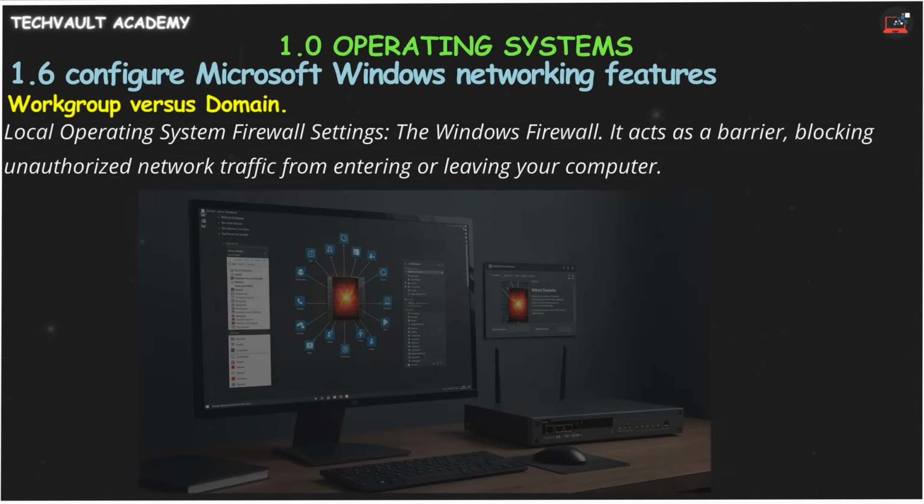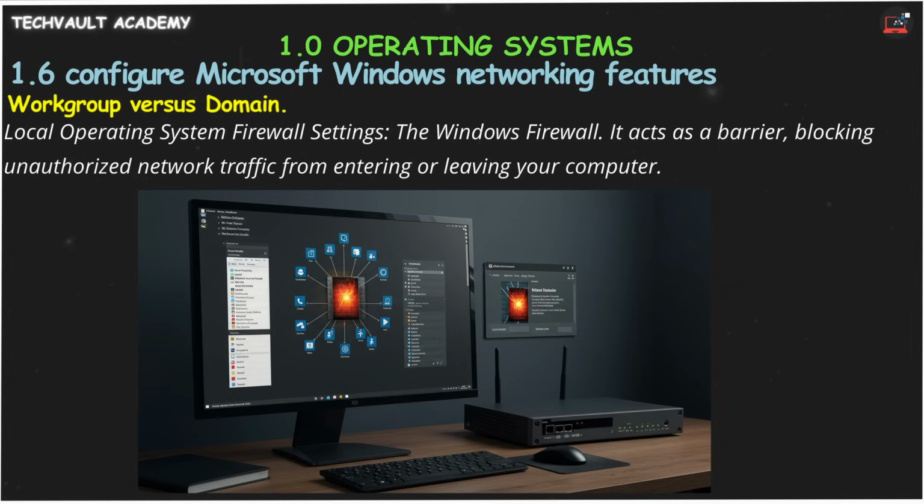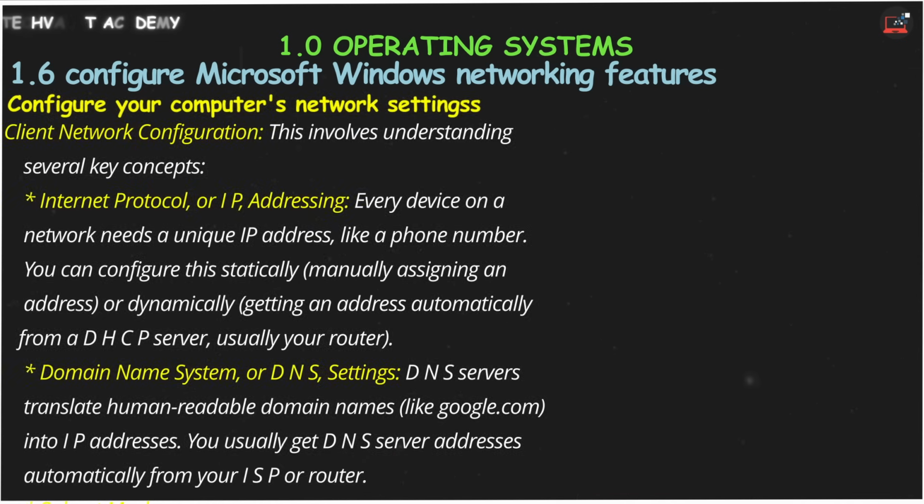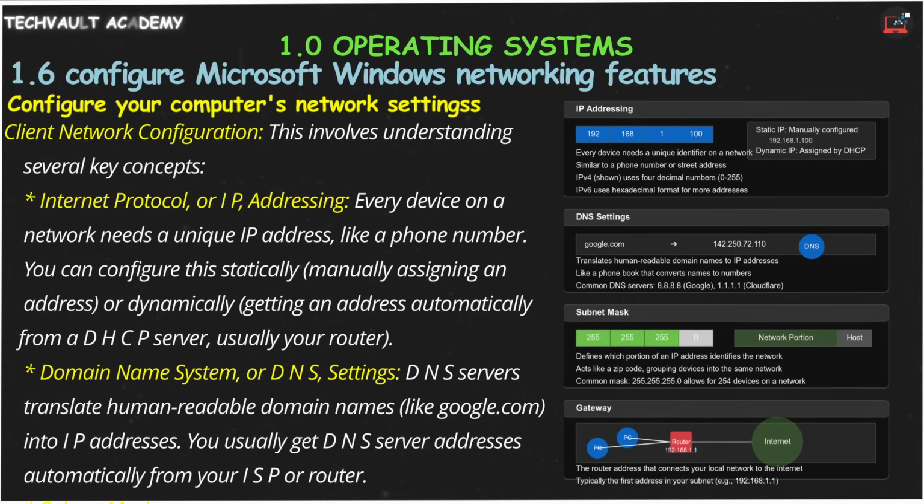Local operating system firewall settings, the Windows Firewall. It acts as a barrier, blocking unauthorized network traffic from entering or leaving your computer. Now let's configure your computer's network settings. Client network configuration. This involves understanding several key concepts: Internet Protocol, or IP, addressing. Every device on a network needs a unique IP address, like a phone number.